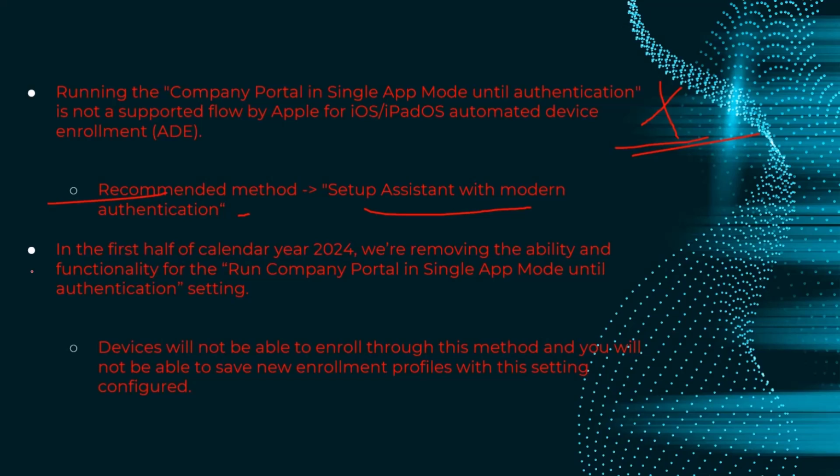In the first half of 2024, this method will not even exist. Right now, when you make an ADE profile, the option is there to choose the company portal app via VPP and then lock it down in single app mode and guided access mode and all of that. But that is going to go away in 2024, and devices will not be able to go through this enrollment methodology, and you won't be able to save any new enrollment profiles as well. So the moral of the story is: use setup assistant with modern authentication.